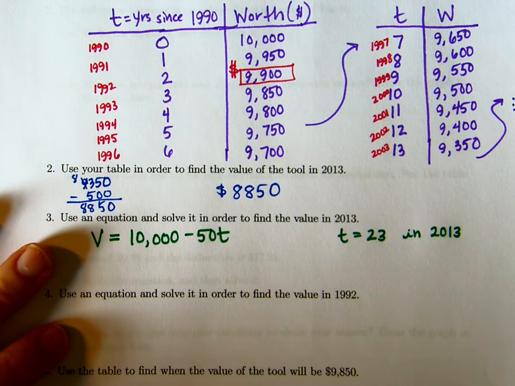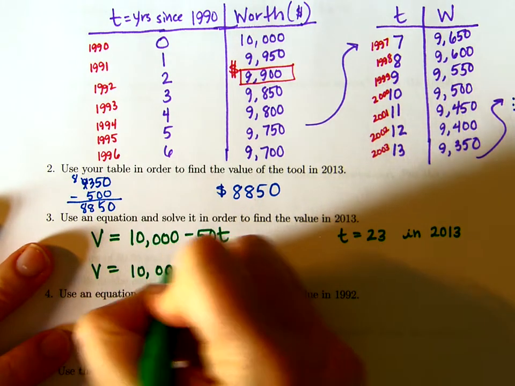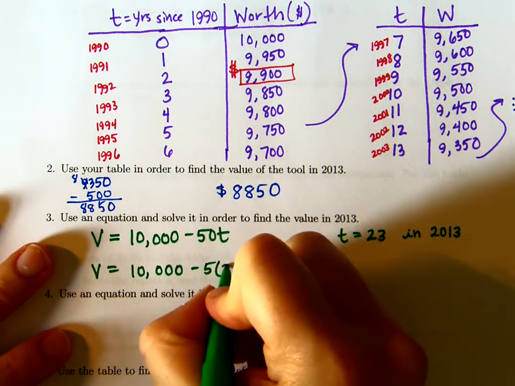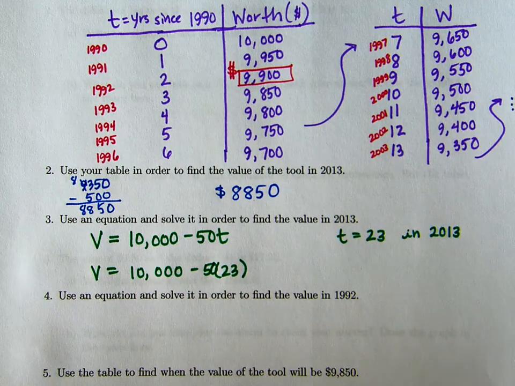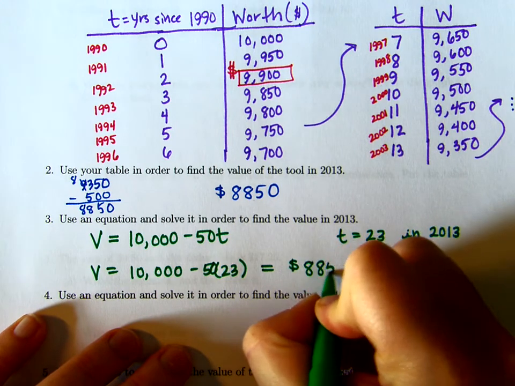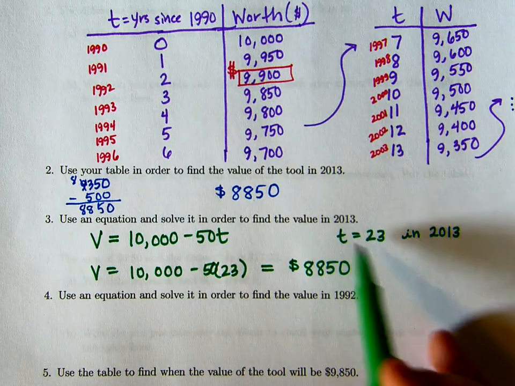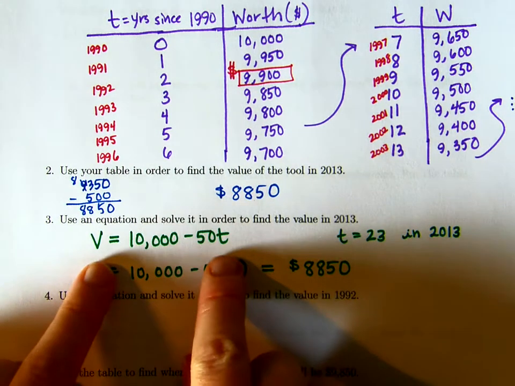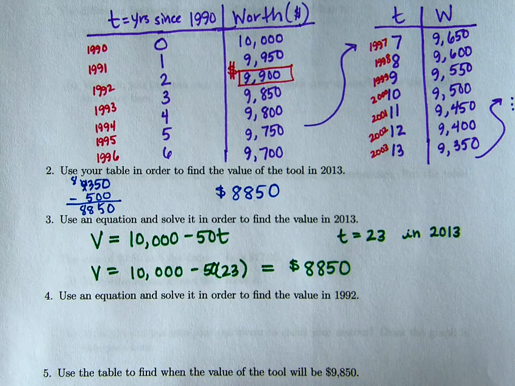And let's see then. So really what we are doing is solving the equation: $10,000 minus 50 times 23. And so, apparently, that is $8,850. Okay, so we had an equation. That equation had two variables in it. We were given the value of one variable and we computed to find the other variable, the value.